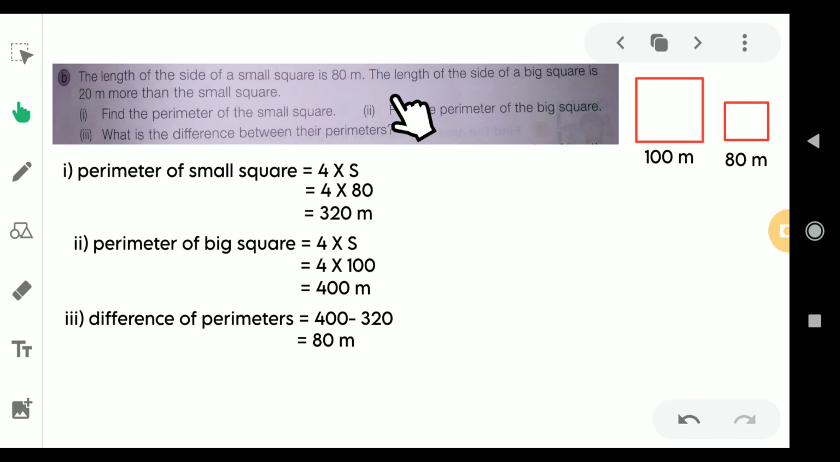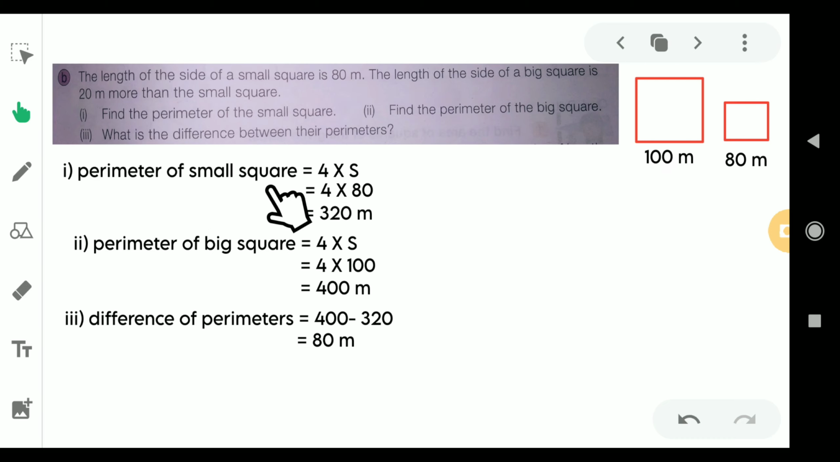But a hint is given. That hint we have to recognize here. That is, the length of each side of the big square is 20 meter more than the length of each side of the small square. So 20 meter more than this means it is 100 meter. So the length of each side of this square is 100 meter, which means this is also 100 meter, this is also 100 meter, and this is also 100 meter. This will also be 100 meter.